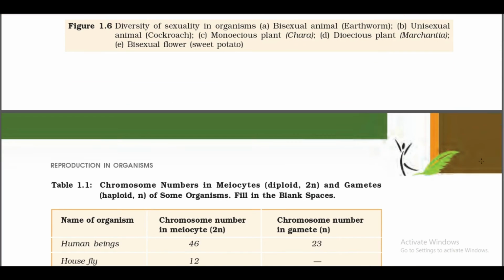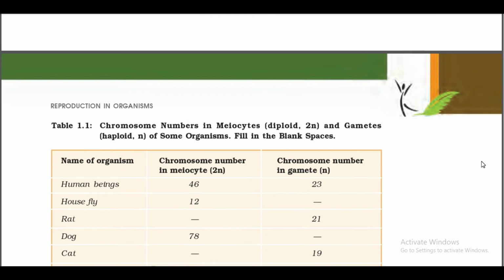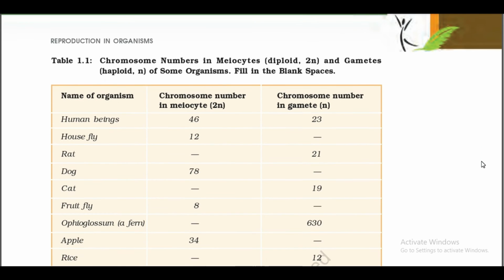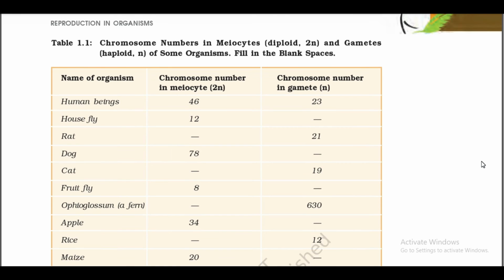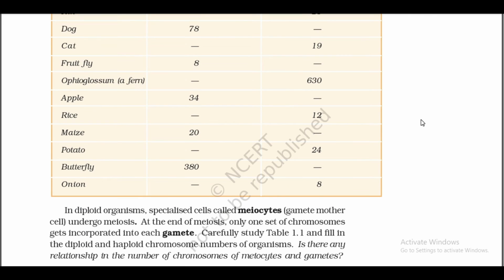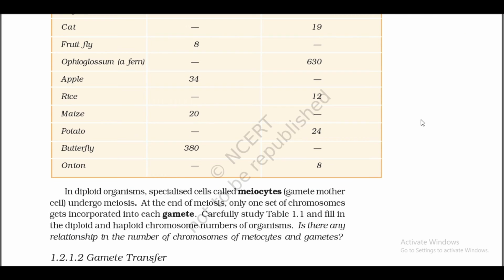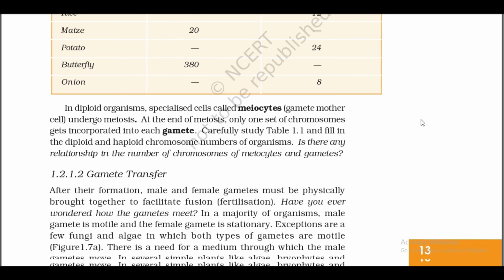Figure 1.6. Table 1.1. Chromosome number in meiocytes (diploid, 2n) and gametes (haploid, n) of some organisms. In diploid organisms, specialized cells called meiocytes (gamete mother cells) undergo meiosis. At the end of meiosis, only one set of chromosomes gets incorporated into each gamete. Carefully study Table 1.1 and fill in the diploid and haploid chromosome numbers of organisms. Is there any relationship in the number of chromosomes of meiocytes and gametes?